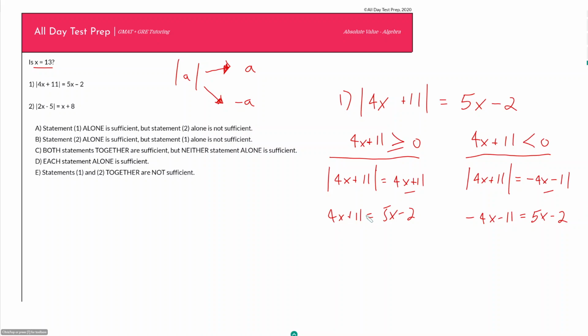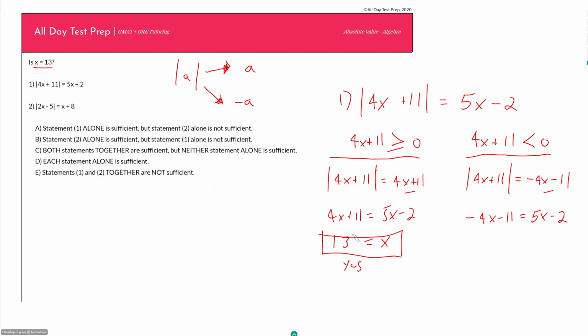Now we just need to solve for x. In this case, subtract 4x from each side. We get x over here. And add 2 to each side, and we should get x is equal to 13. That is one possibility, and this is a yes to our question. Is x equal to 13?